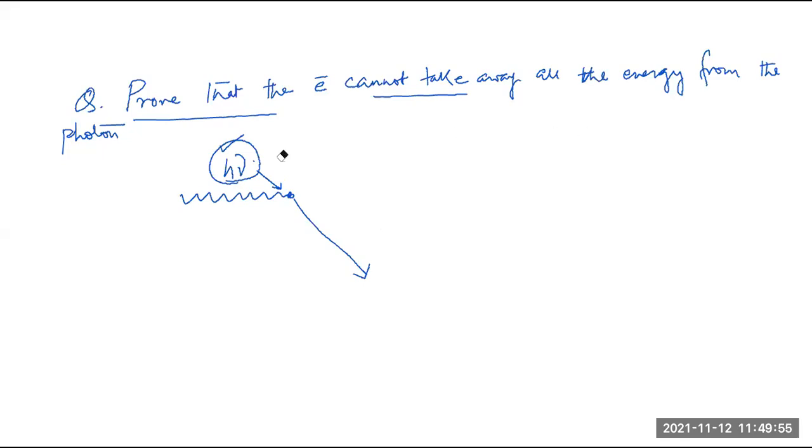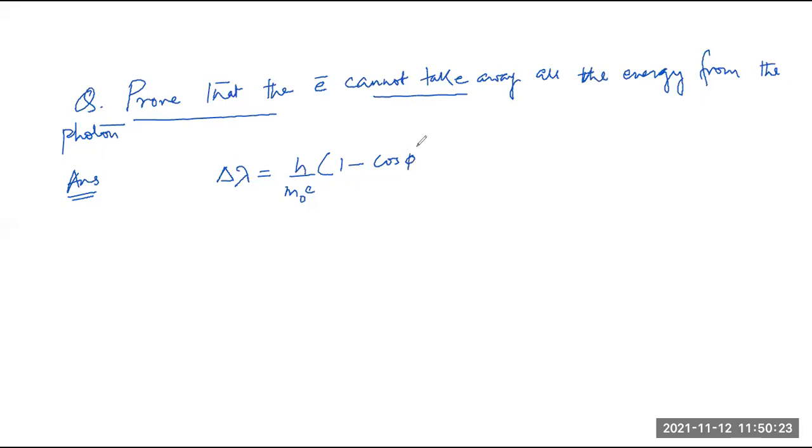Is it okay, everybody? Yes, sir. So let us work toward the solution. First of all, what is delta lambda? Delta lambda is h by m naught c times (1 minus cos phi). So I can write it as 2h by m naught c sine square phi by 2.